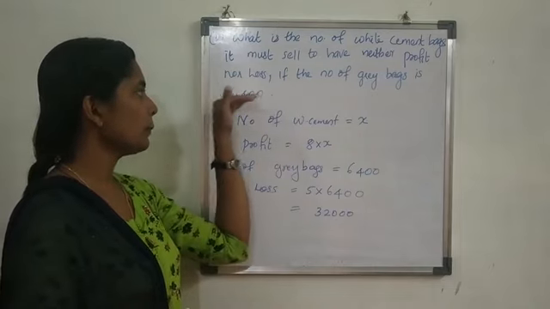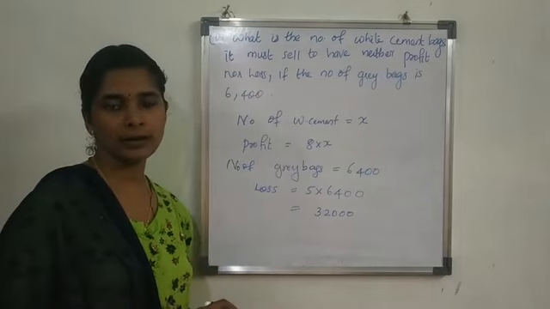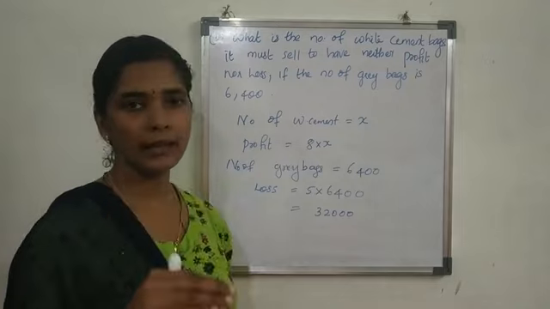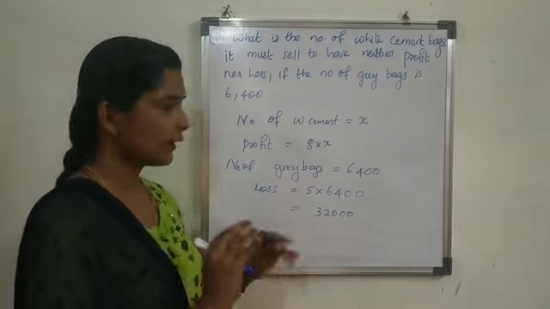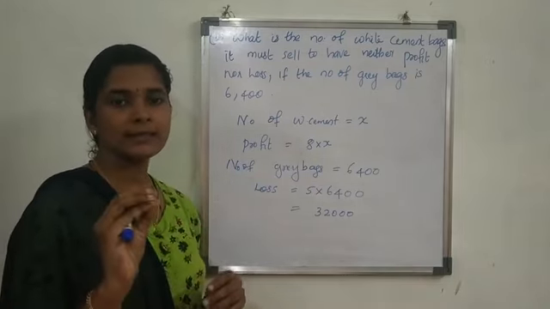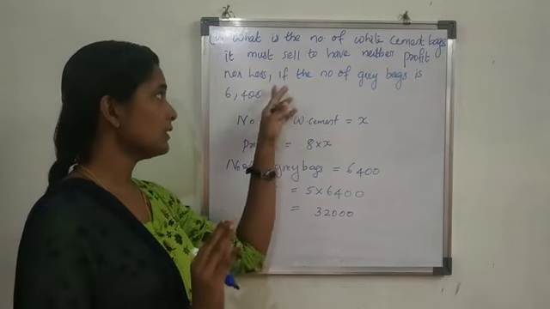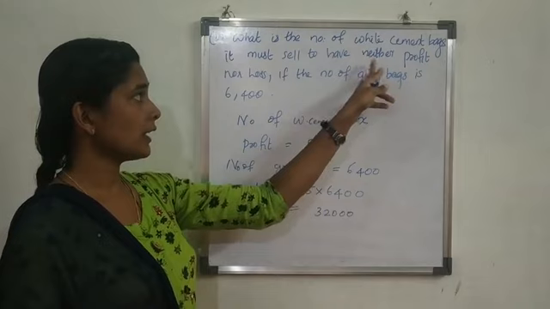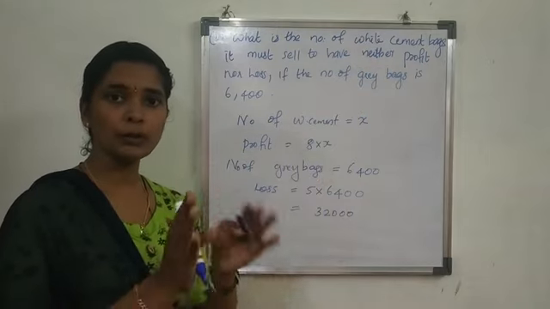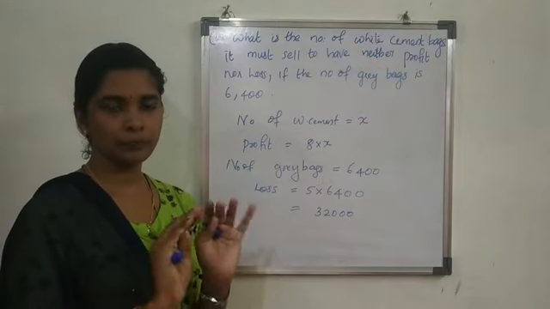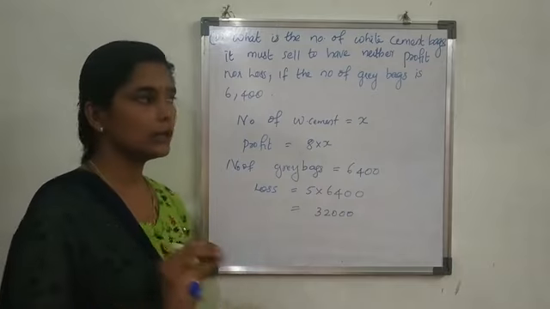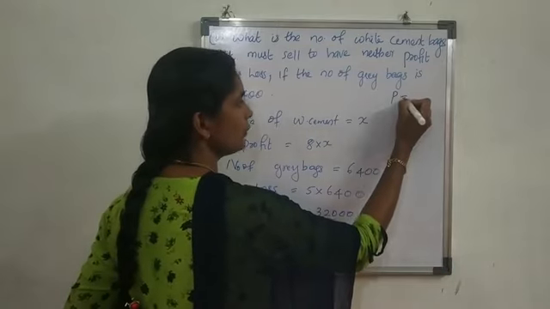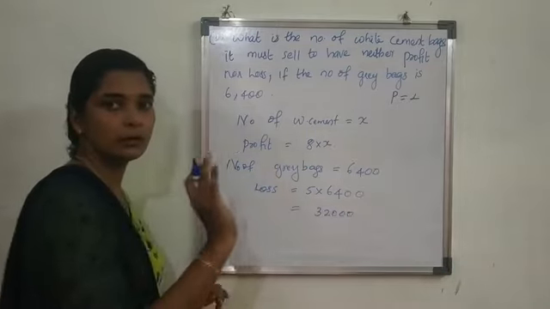number of grey bags is 6,400? 6,400 grey bags are there and we have to find the loss of those bags. That is equal to the profit. That means we have to sell the white cement bags to have neither profit nor loss. Profit and loss will become equal. This means profit is equal to loss. Both are the same.